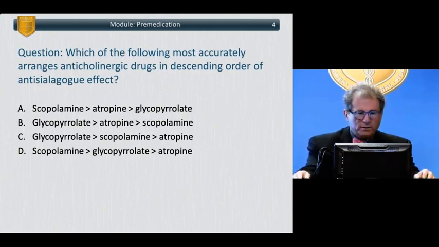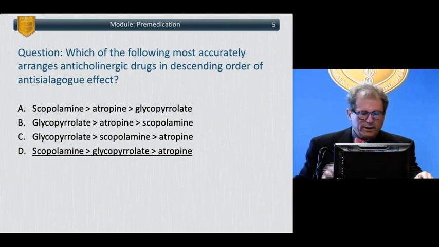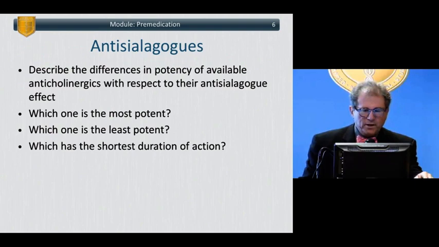Let's begin with a question, which is, which of the following most accurately arranges the anticholinergic drugs in descending order of anti-sialagogue effect? A, scopolamine greater than atropine greater than glycopyrrolate. B, glycopyrrolate greater than atropine greater than scopolamine. C, glycopyrrolate greater than scopolamine greater than atropine. And D, scopolamine greater than glycopyrrolate greater than atropine. And the correct answer is scopolamine greater than glycopyrrolate, which is greater than atropine.